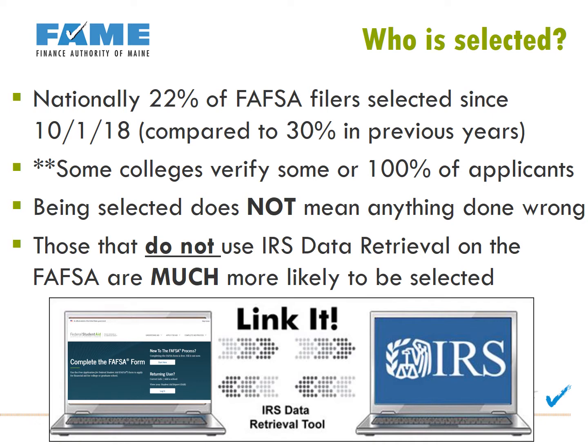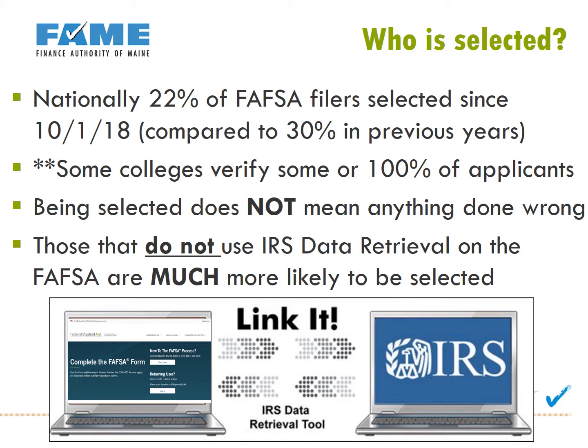Now, I've been in financial aid for a wicked long time, and it's always been hovering right around 30%. There's been a spike at times, but it's usually right around 30%. Some colleges verify more than that. They might choose a file that something looks a little off to them, so they do have the authority to select more students. And some colleges will select 100% of their applicants.